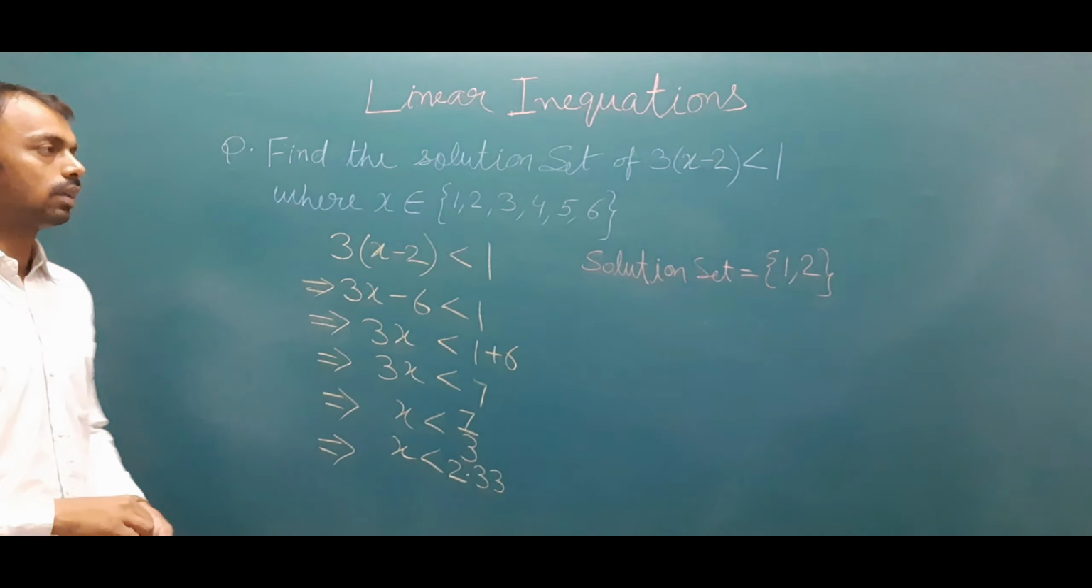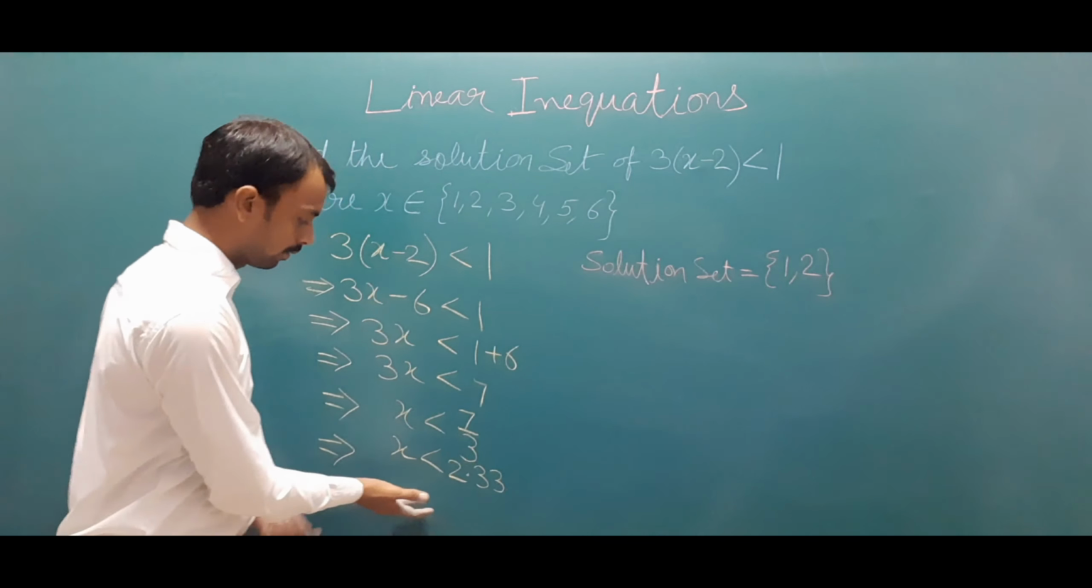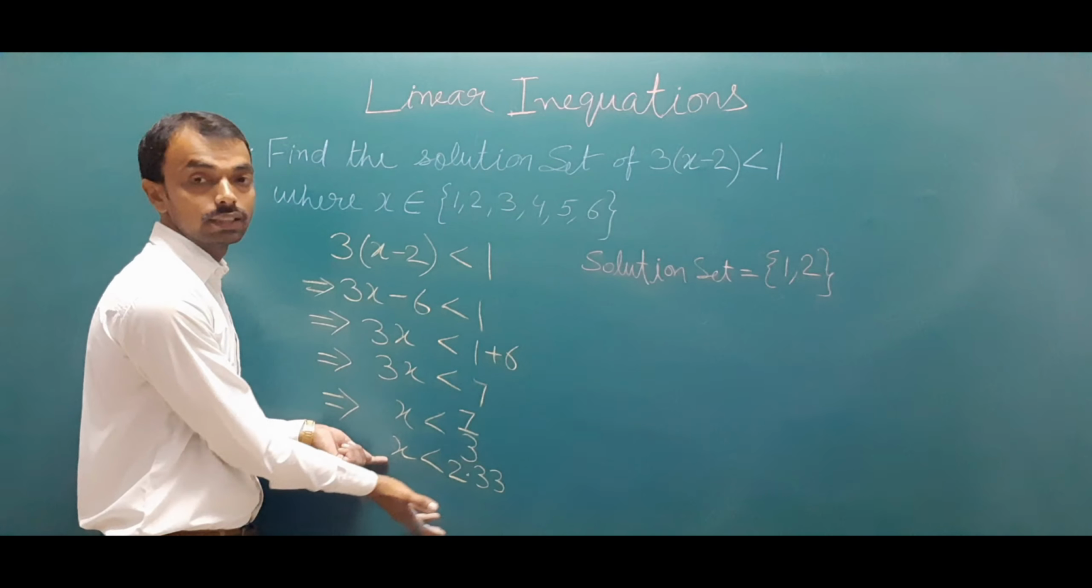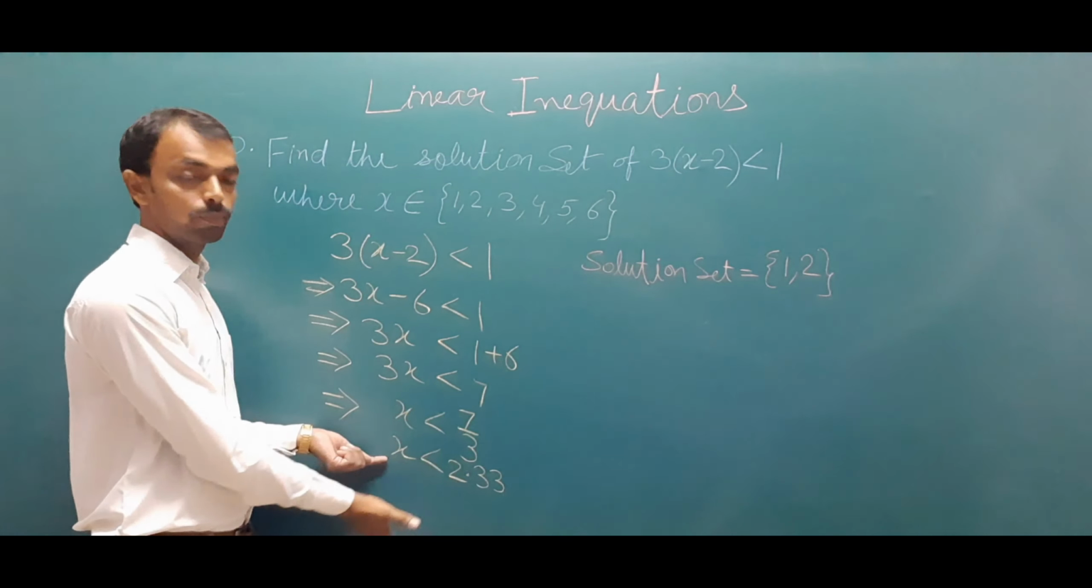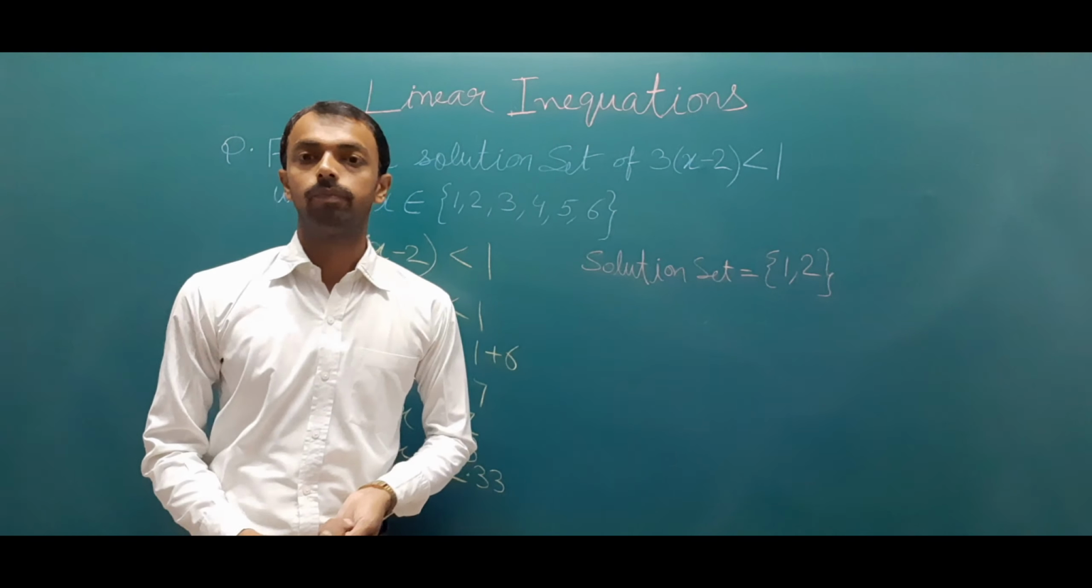Okay, we will not take the values 3, 4, 5, 6 because we have got that x is only less than 2.33 or 7 upon 3. So the solution set will be 1 and 2 only.